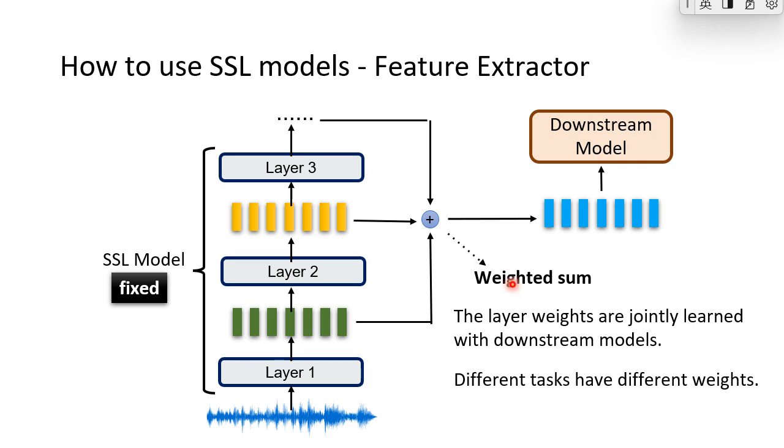The weights used in the weighted sum are jointly learned with the downstream model. So in different tasks, the downstream model can automatically learn the weights, and different layers can have different weights. The downstream model can select the proper weight for a specific layer based on the characteristics of the task, and different tasks would have different weights. So this is another, more efficient way to use the self-supervised model as a feature extractor.